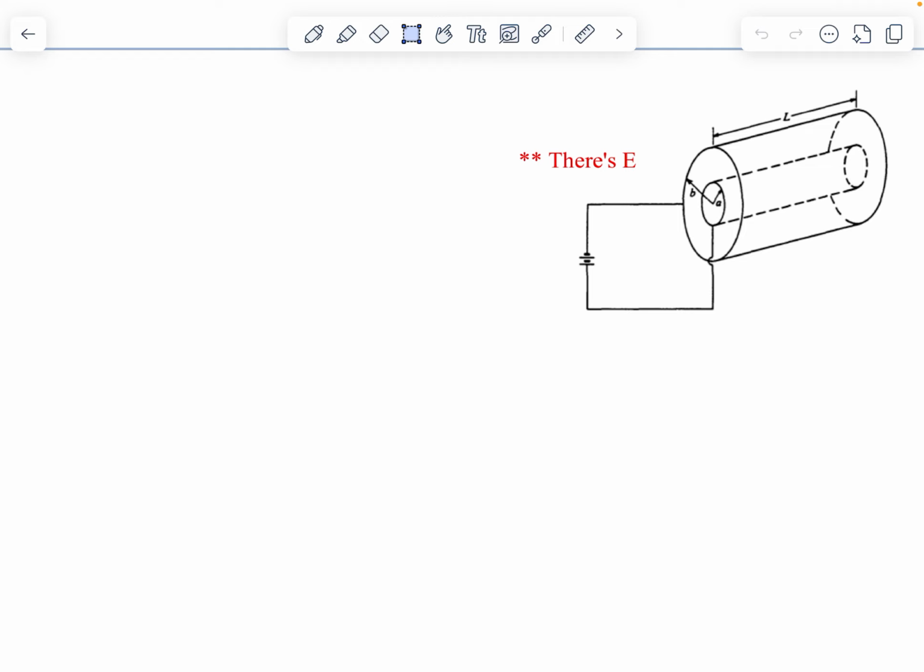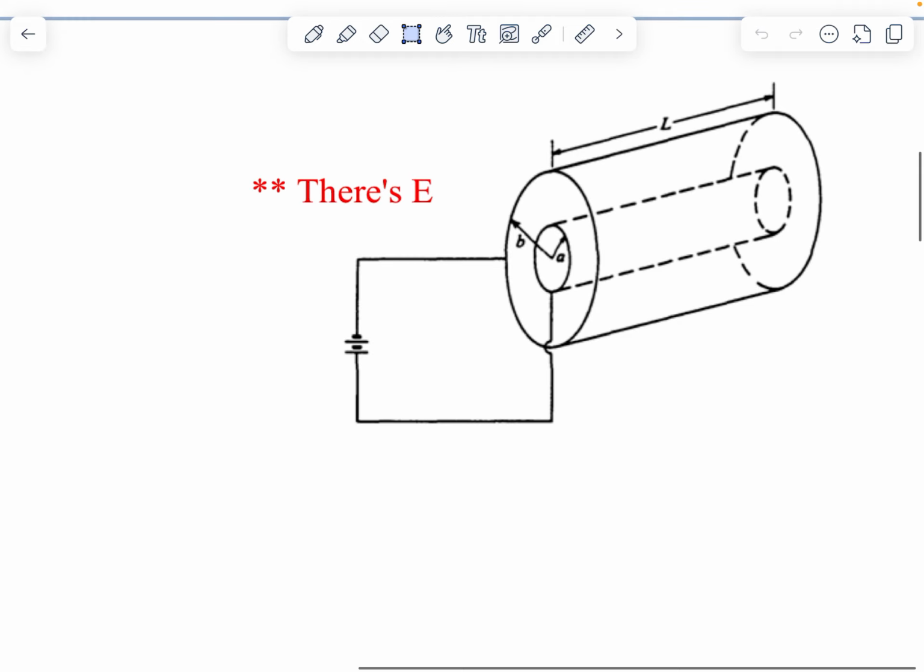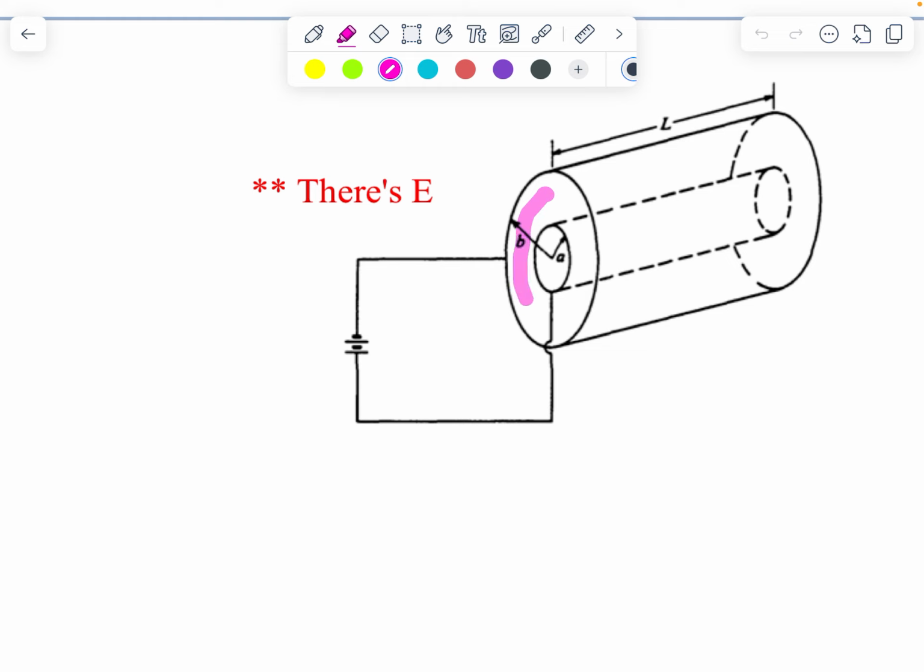So we have two conducting cylinders that are separated by some gap, and the cylinder has some arbitrary length. So this area in here, that's the gap. Then you have this outer cylinder here, and then you have this inner cylinder here.